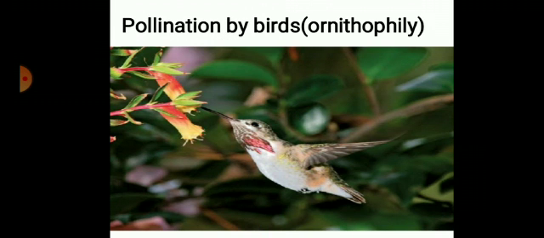Pollination by birds, ornithophily. Fruit bats, hummingbirds and ants may also act as pollinating agents. So, pollination by birds is known as ornithophily.